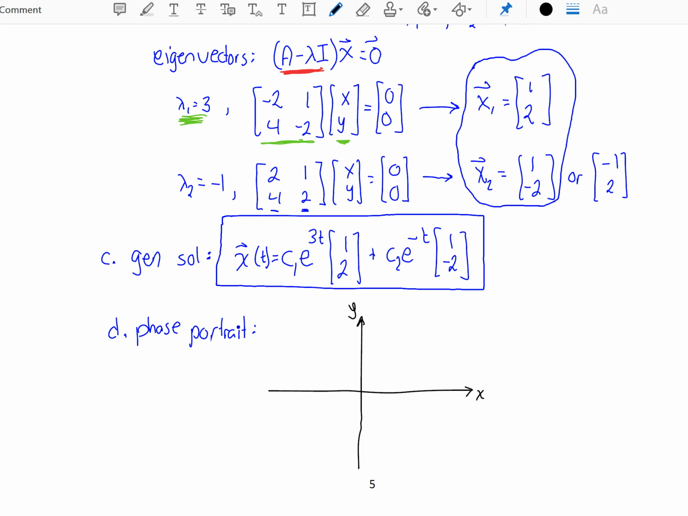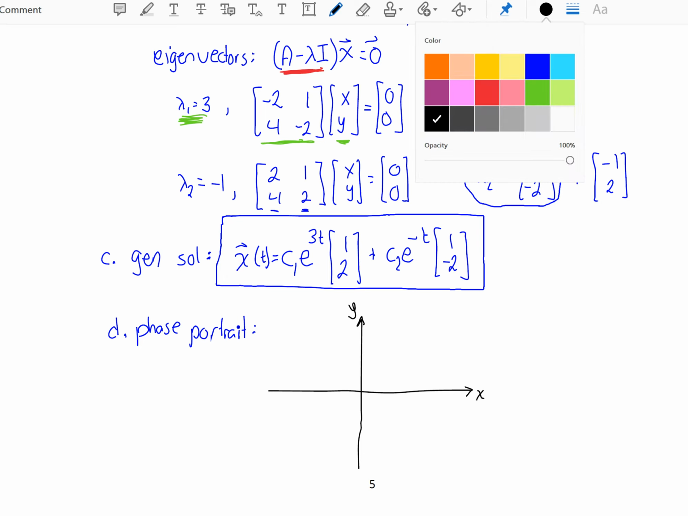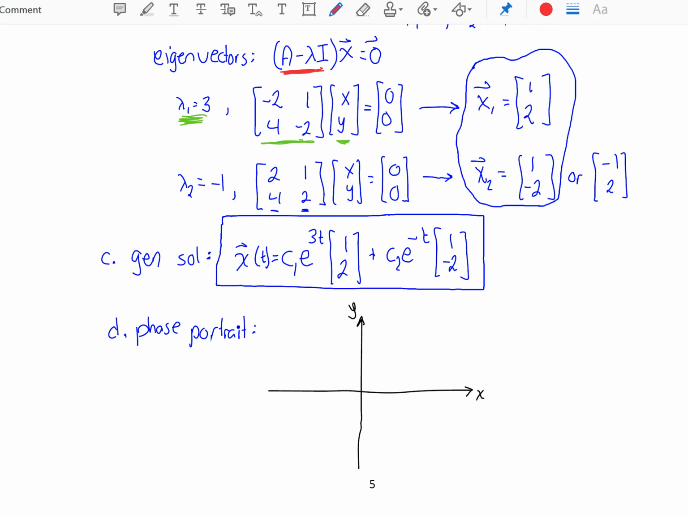And to construct our phase portrait, we want to identify that our general solution is a linear combination of two solutions. A first solution, y1, is e to the 3t times this vector 1, 2. A second solution, y2, is e to the negative t times 1, negative 2. So let's first look at what this set of solutions are going to look like.